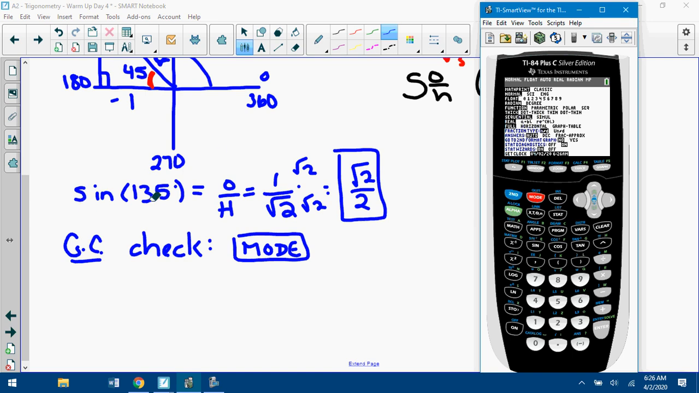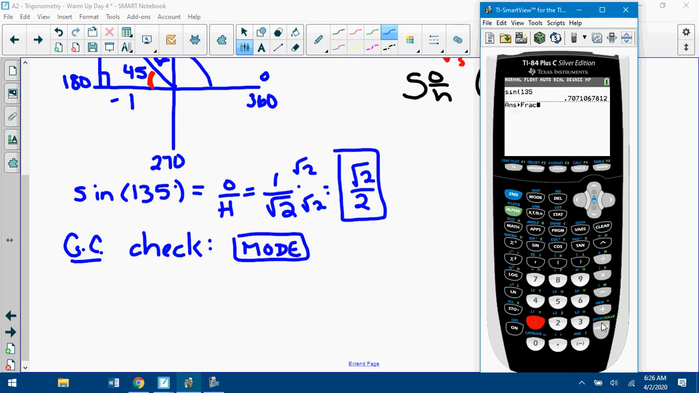I'm doing sine of 135. Do you think I want to be in radian or degree mode? Obviously degree, because 135 is degrees. So you got to go down here, switch over to degree. Then you can quit out of that. We want to find sine of 135. Sine 135. And it gives me a crazy big long decimal.